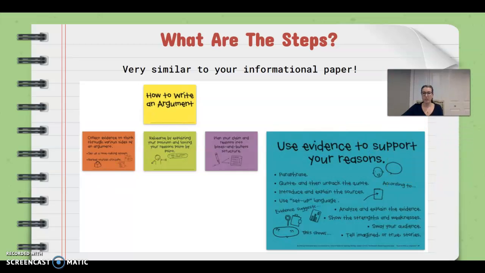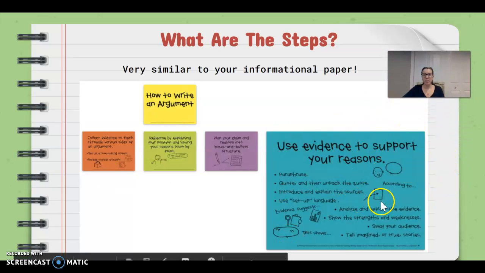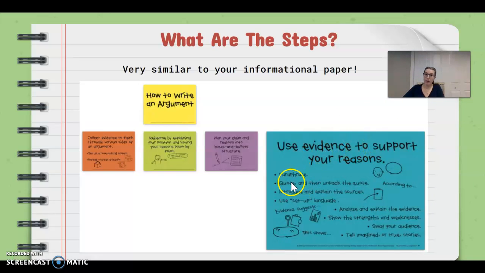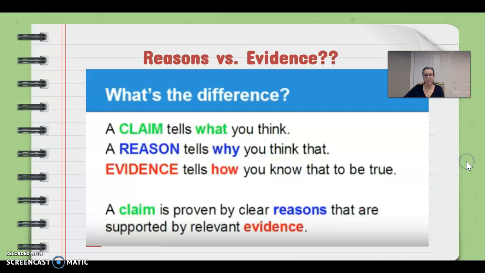Then, once you've found your evidence, you will use it to support your reasons. You will paraphrase, insert quotes, and unpack the quotes, and introduce and explain your sources just like you did in your informational paper. So you already have those tools in your back pocket.